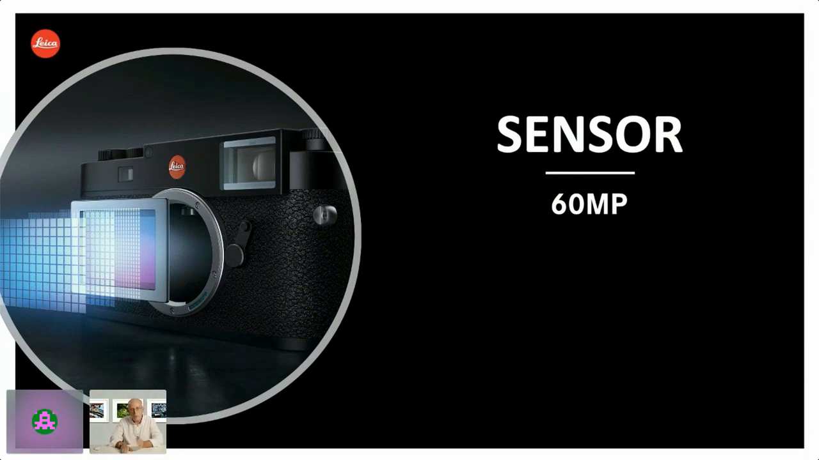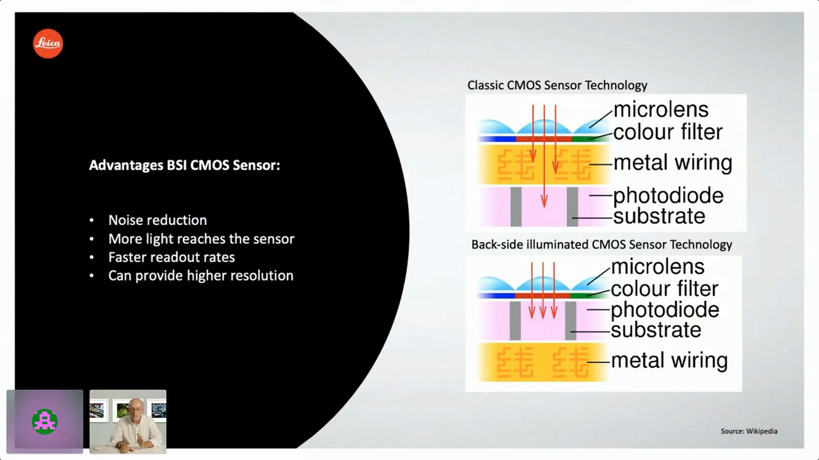It has what's called a backside illumination CMOS sensor. And that, if you look at the two little graphics on the right there, means that instead of the photodiodes being below the wiring, which sounds a bit counterintuitive, they're being put above the wiring. So it gets a lot more light through. It's just a superior product.